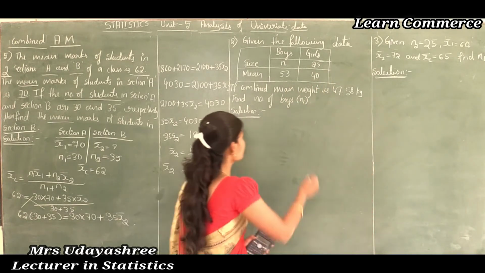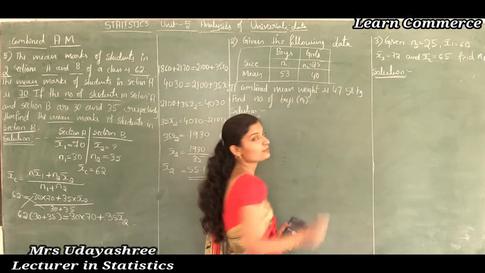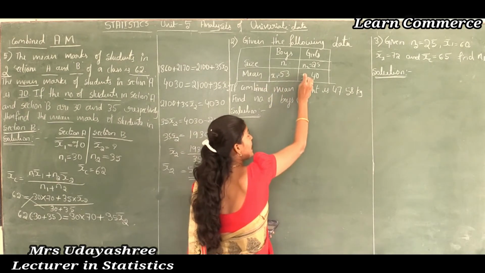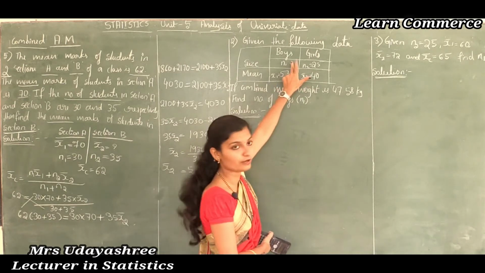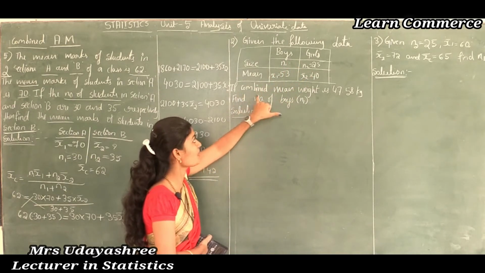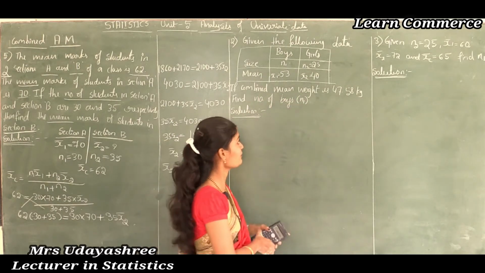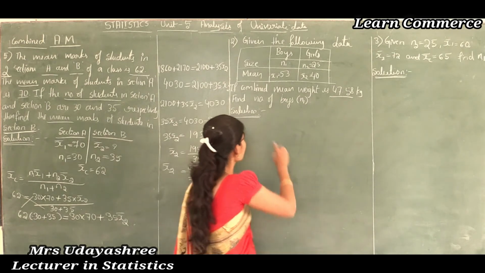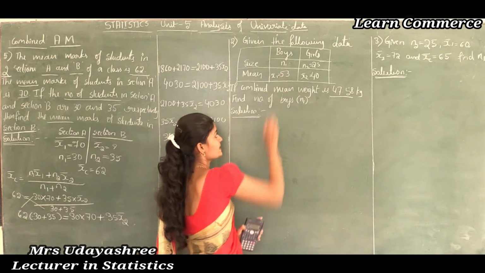So here N1 is unknown, N2 is 25, x bar 1 is 53, and x bar 2 is 40. So here we need to find N1 only. Next, the given information says the combined mean weight is 47.58 kg, so x bar C is also given. Next, we need to find the number of boys, which is N1.